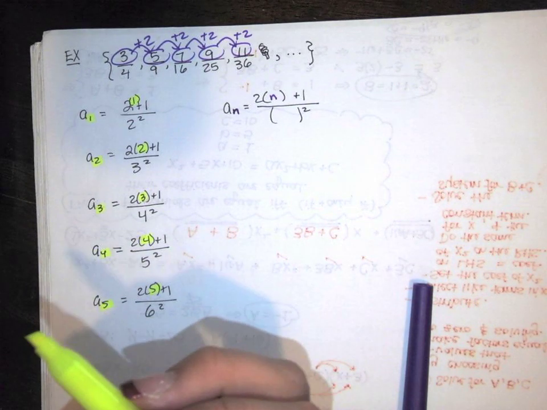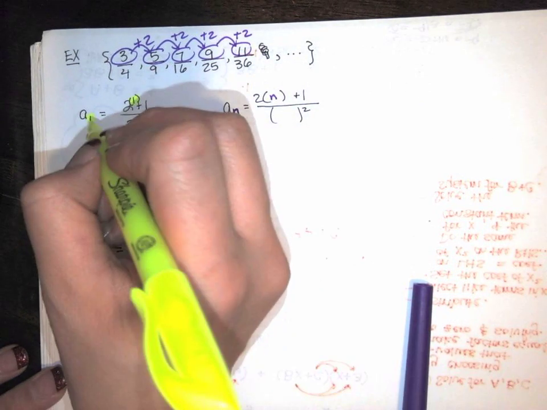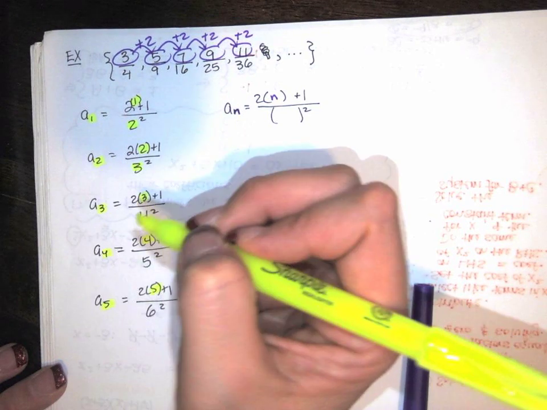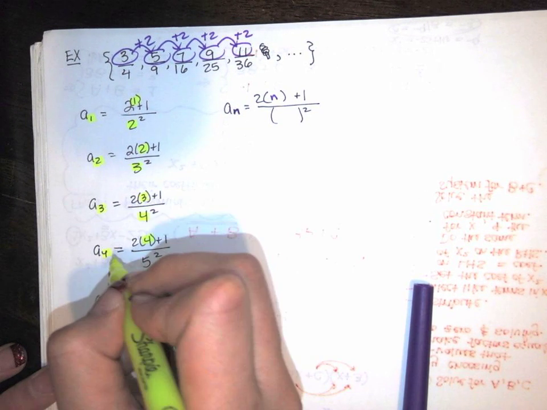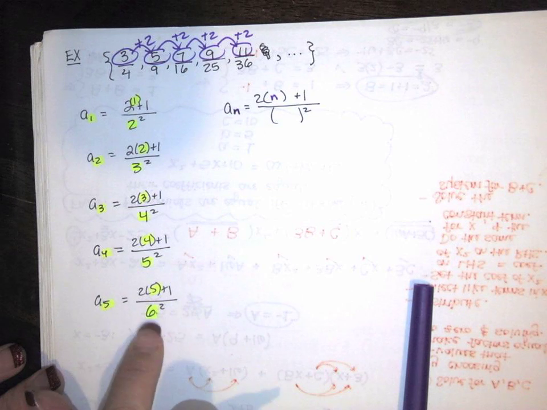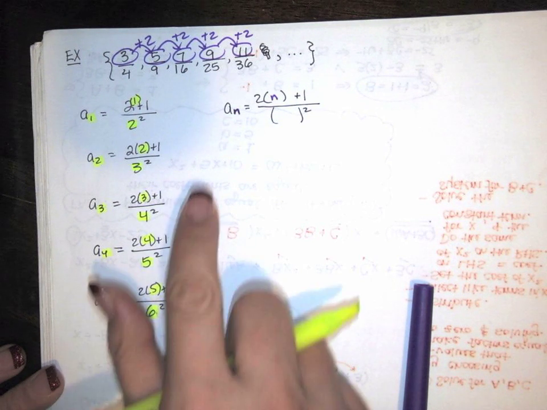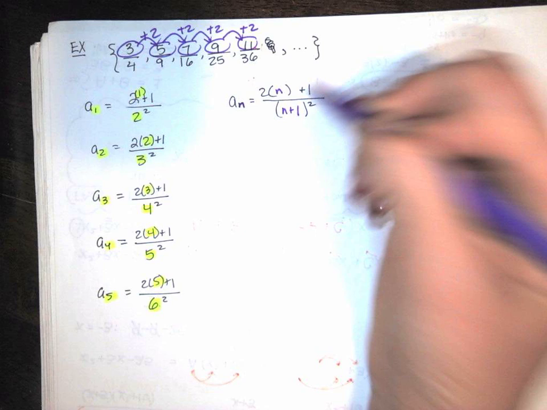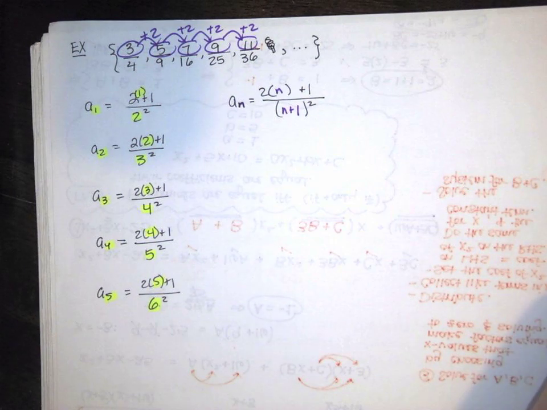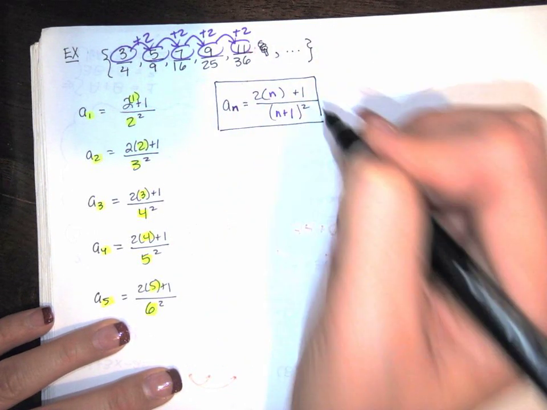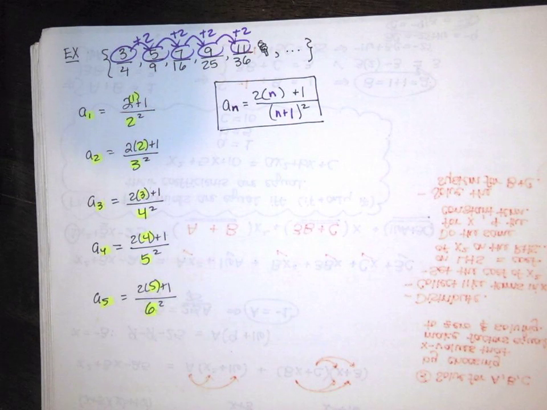Okay. Now let's look at the denominators. When that's a 1, that's a 2. When that's a 2, that's a 3. When that's a 3, that's a 4. A 4 and a 5. When that's a 5, that's a 6. So this is just one more than that. So if that's an n, down here I think we have to have n plus 1 squared. So that's our pattern. We're good to go. And we found a pattern for the nth term.